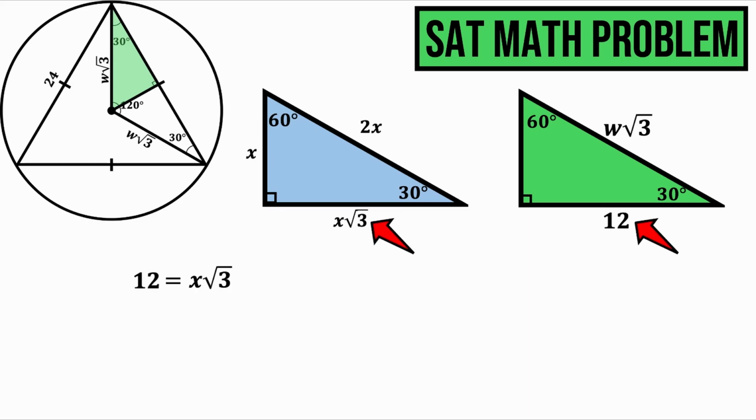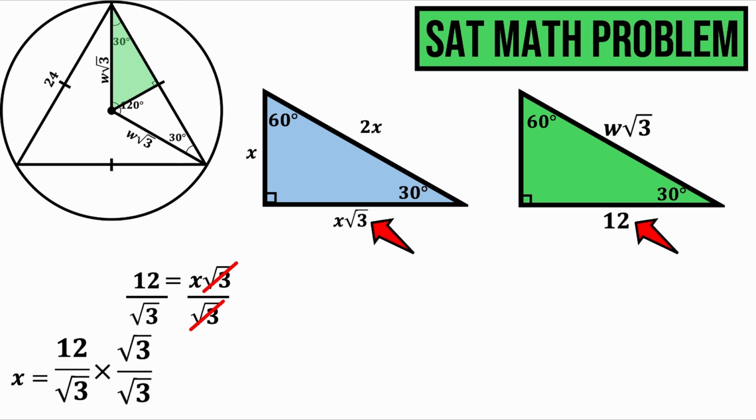I know that 12 is equal to x root 3. I'm going to divide both sides by root 3. The root 3's on the right are going to cancel out, and that's going to give me x is equal to 12 over root 3. But we don't like radicals on the bottom, so I'm going to rationalize it by multiplying by root 3 over root 3, which is going to simplify to 12 root 3 over 3. And then finally, 12 over 3 can simplify to 4, which means that x is equal to 4 root 3. Awesome. But we still haven't solved for w.